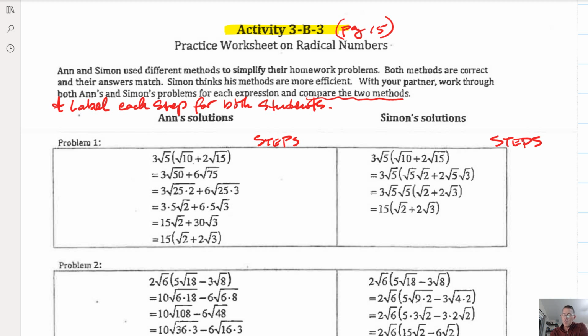Alright, so let's get started. Get your red pen out because we're going to annotate a little bit. And let's read it first. We've got two different people going on here. This is the Anne and Simon activity, okay?